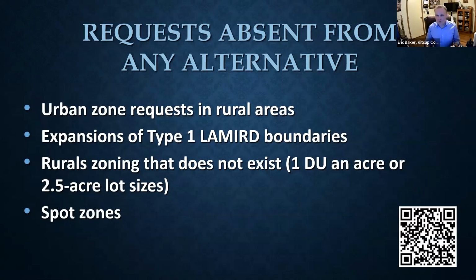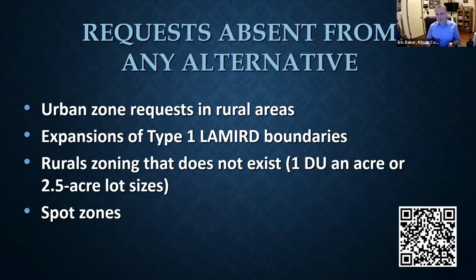We're going to talk about, before we break to breakout groups, what's absent from the alternatives. We have 3 alternatives. In alternative 3, we included a lot of the reclassification requests. However, there are certain requests not currently in any of the alternatives. If you're not in the alternatives, you're not able to be considered later on.